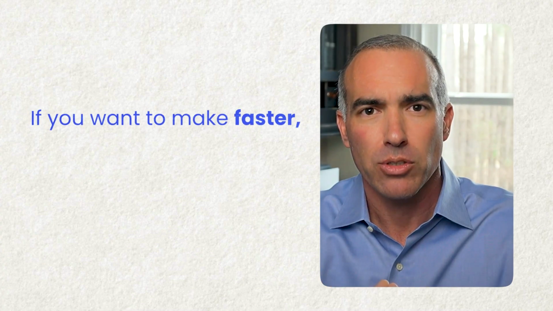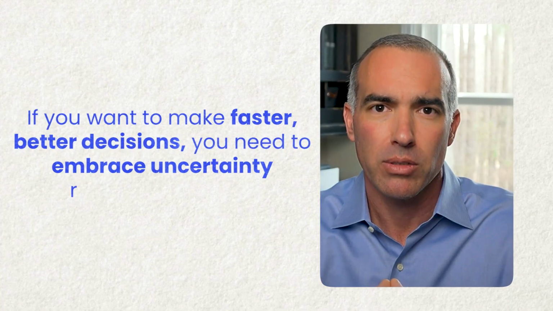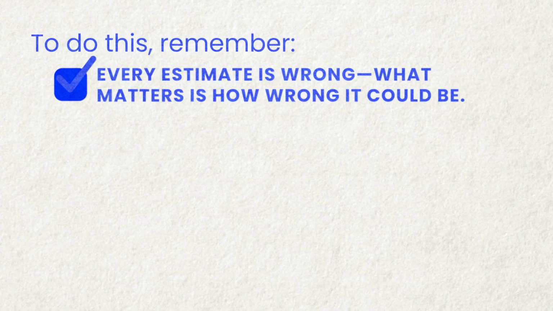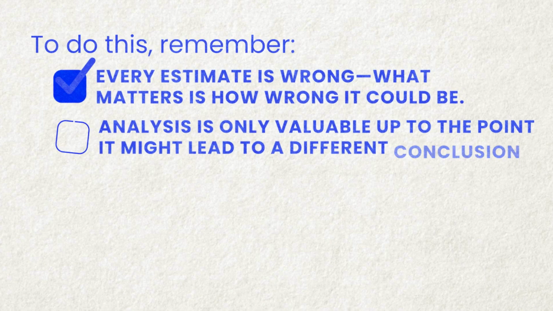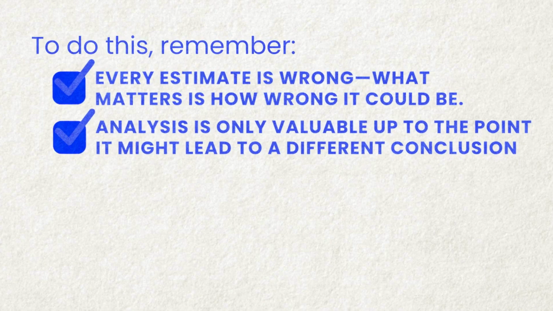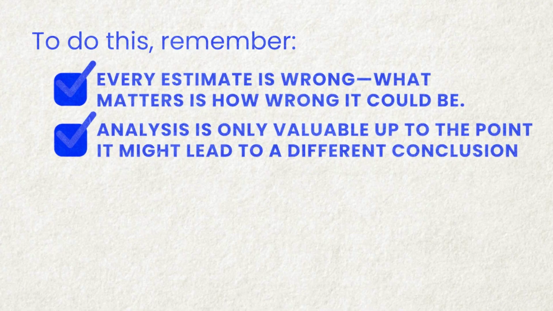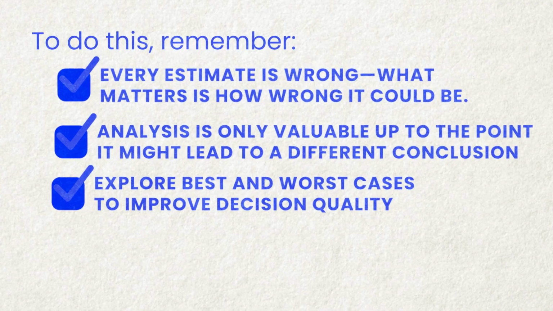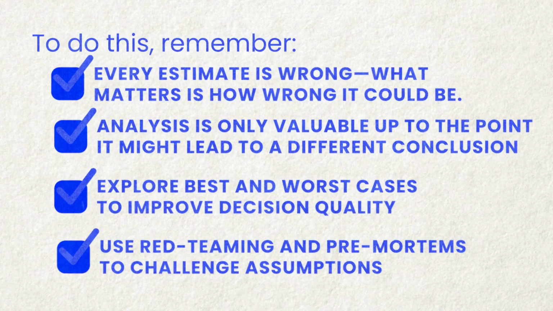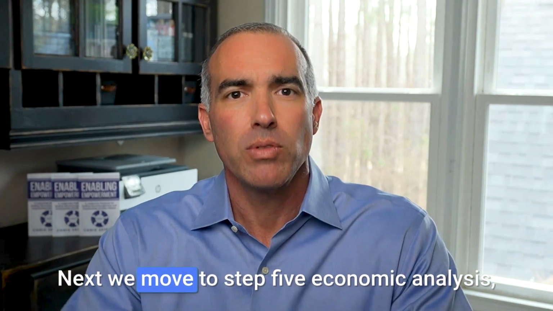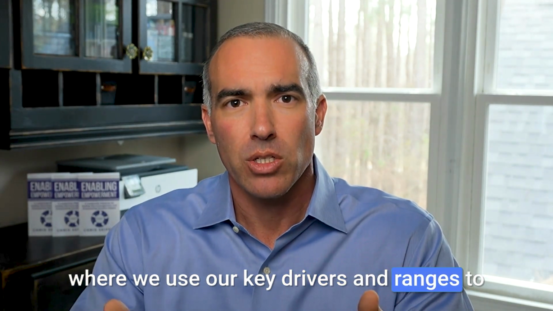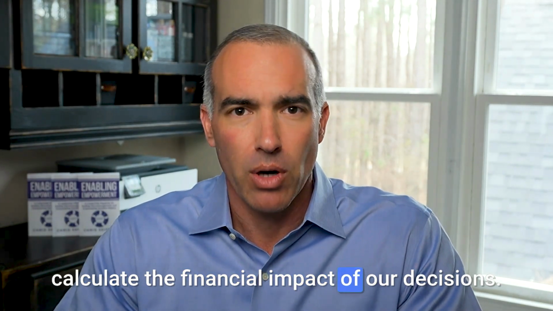If you want to make faster, better decisions, you need to embrace uncertainty rather than fear it. To do this, remember, every estimate is wrong. What matters is how wrong it could be. Analysis is only valuable up to the point it might lead to a different conclusion. Explore the best and worst cases to improve decision quality. And use red teaming and premortems to challenge assumptions. Next, we move to Step 5, economic analysis, where we use our key drivers and ranges to calculate the financial impact of our decision.